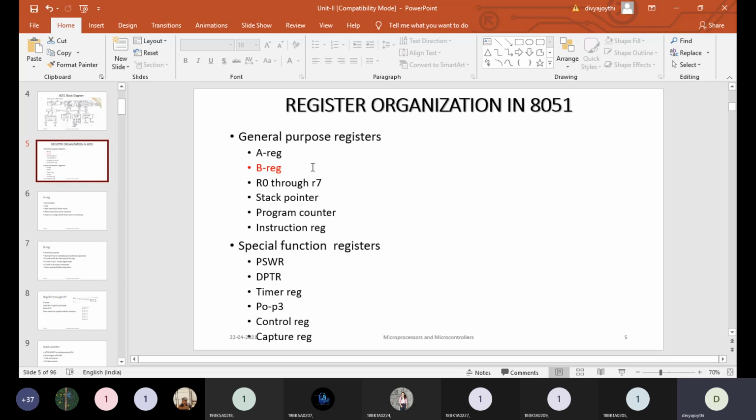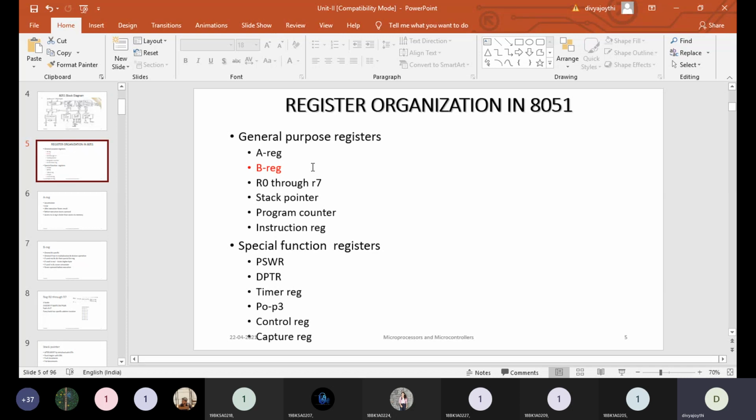And next, coming to R0 through R7. These are the registers named register 0, register 1, register 2, like that up to register 7. So there are registers starting from R0 to R7. And next is the stack pointer, SP. In short, we call it SP. It is also an 8-bit register only. And next, program counter, PC.